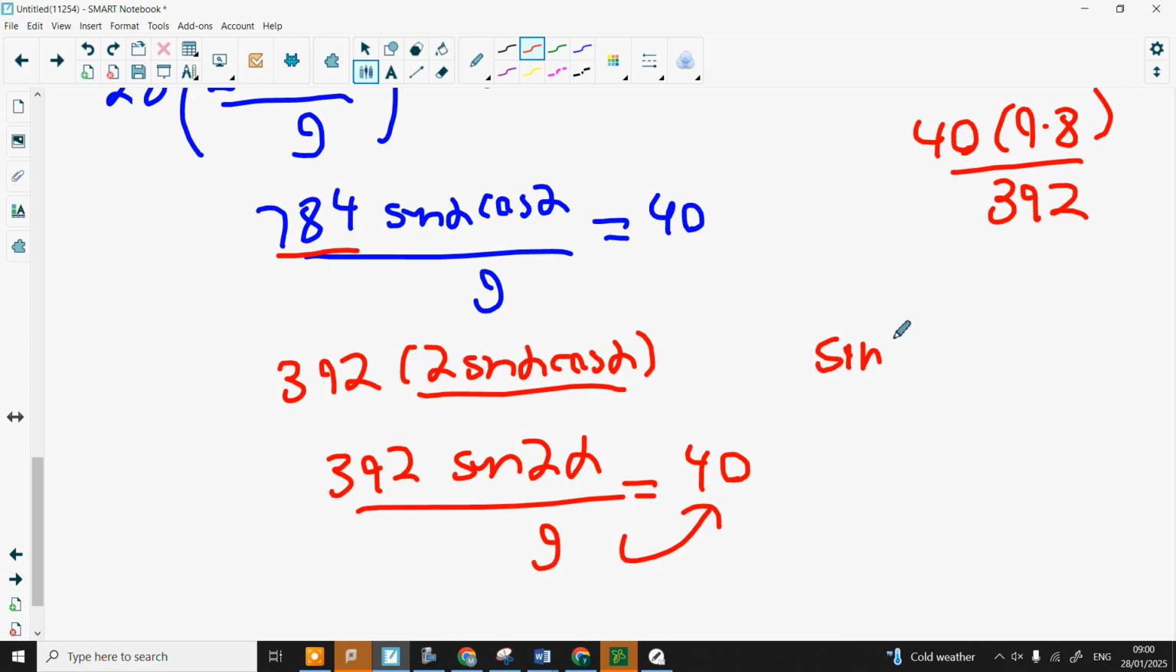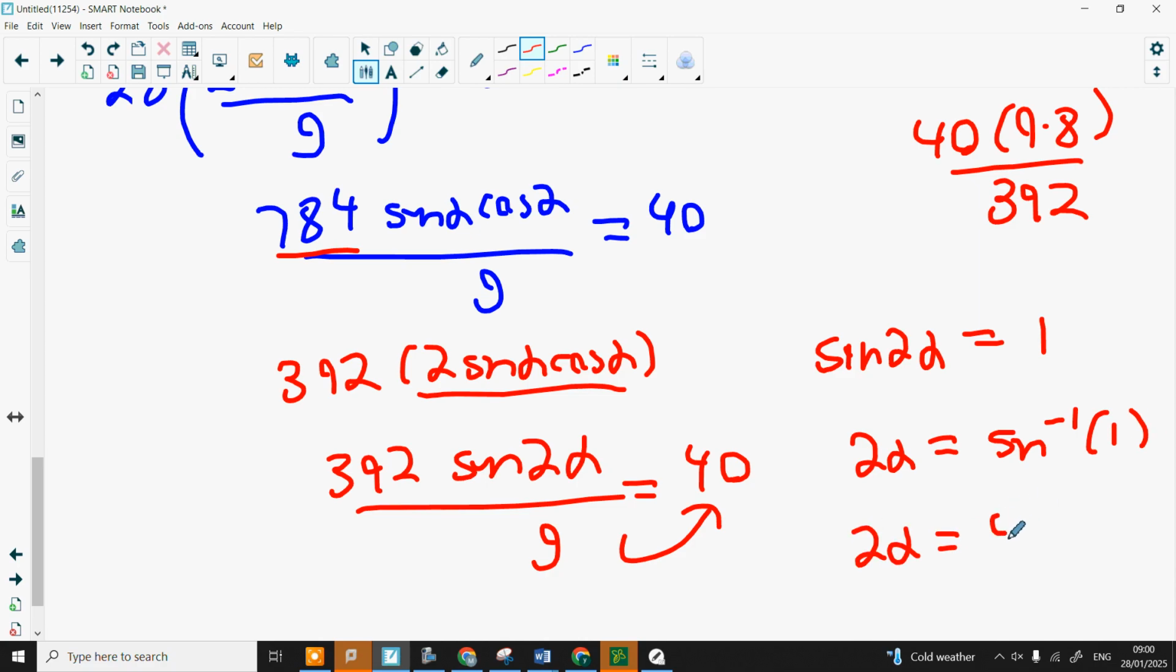What'd you get? You got 1. Okay, no hassle whatsoever. Now, sine 2 alpha equals 1. Here's what we're going to do next. Sine inverse 1. So 2 alpha equals sine inverse 1. And what do you get? And we get 90 degrees. Divided by 2. What do you get? 45 degrees is your answer for that one. Okay. 45 degrees.